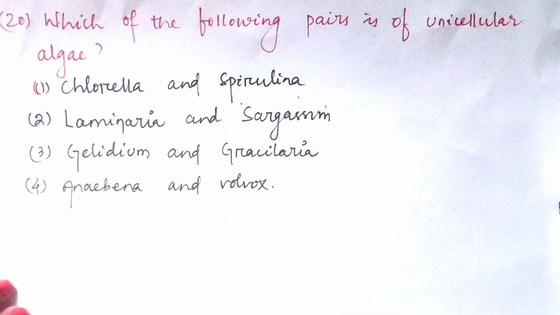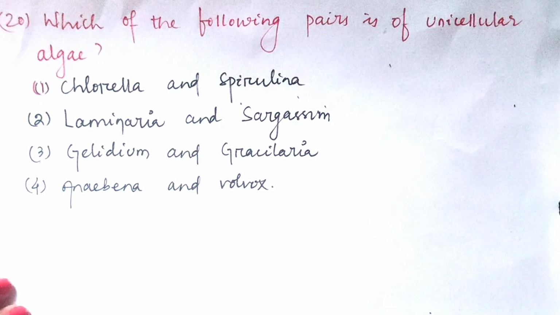Then question number 20. Which of the following pairs is of unicellular algae? Option 1 Chlorella and Spirulina. Option 2 Laminaria and Sargassum. Option 3 Gelidium and Gracilaria. Option 4 Anabaena and Volvox. Option 1 here is the correct answer, that is Chlorella and Spirulina.